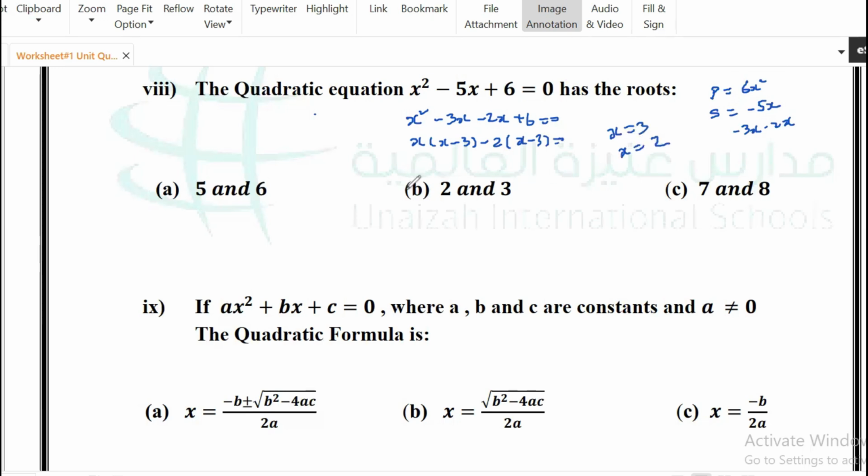So these are the roots. It means the B option is the correct one. Next, if ax squared plus bx plus c is equal to 0, this is the general equation of a quadratic equation, where a, b, and c are constants and a is not equal to 0. The quadratic formula is x is equal to minus b plus minus square root of b squared minus 4ac, over 2a. Here we have b missing. Here we have the discriminant part missing. It means A option is next.